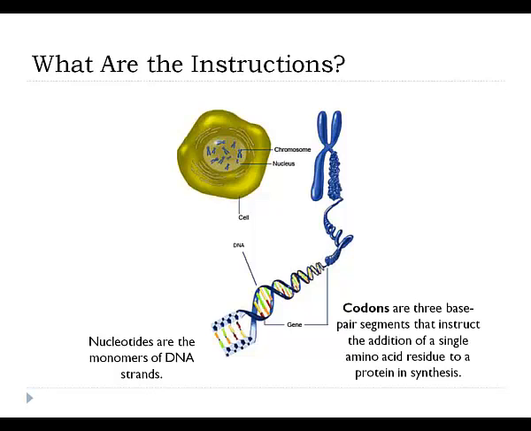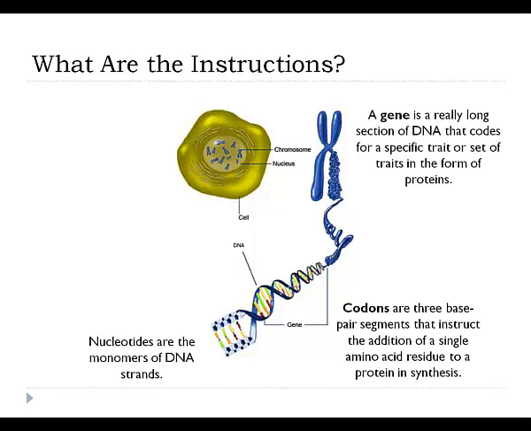From there, 3 nucleotides in a row are called a codon. They're 3 base pair segments, so 3 nucleotides. And what they do is they instruct the addition of a single amino acid. So a codon, a 3 base pair sequence, says, make this amino acid. From there, a gene is a section of codons. It's a really long section of DNA, and it codes for a specific trait or a set of traits in the form of proteins. Codons string into genes, and genes give instructions for making specific proteins.